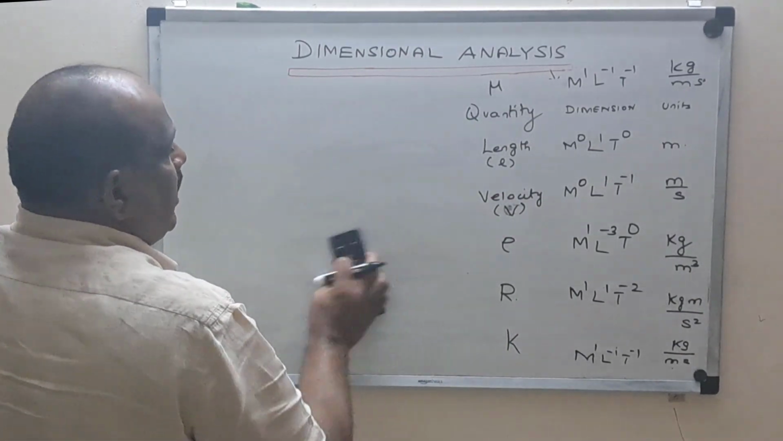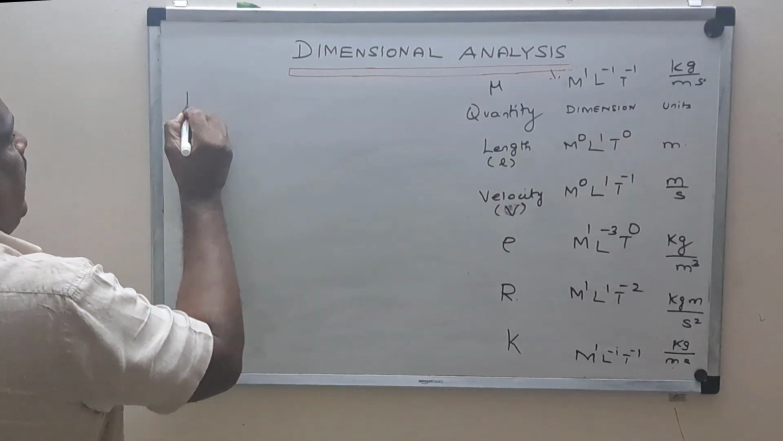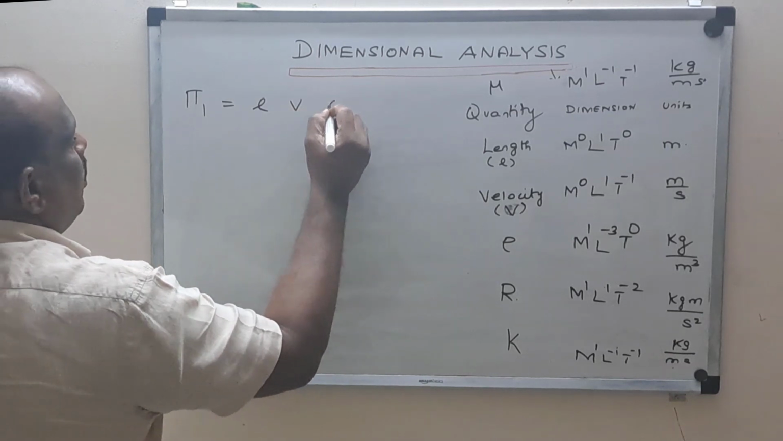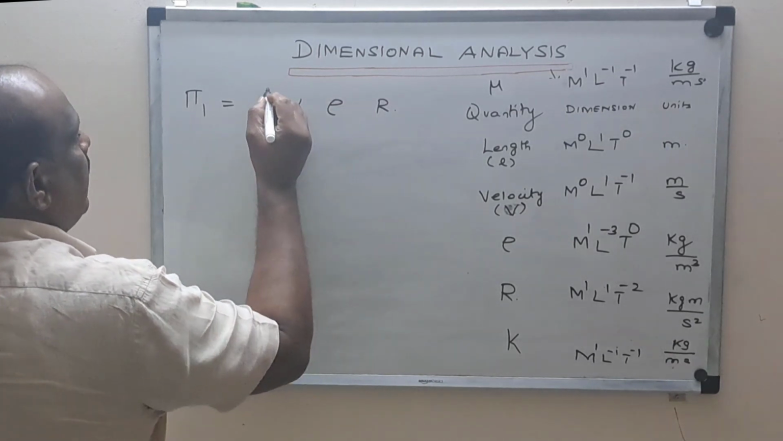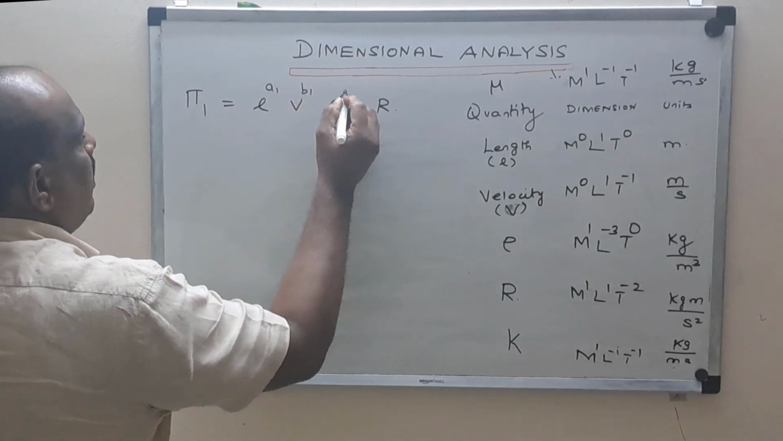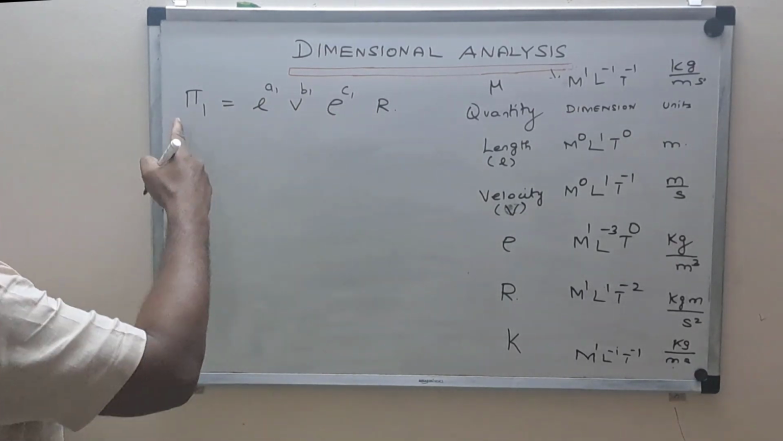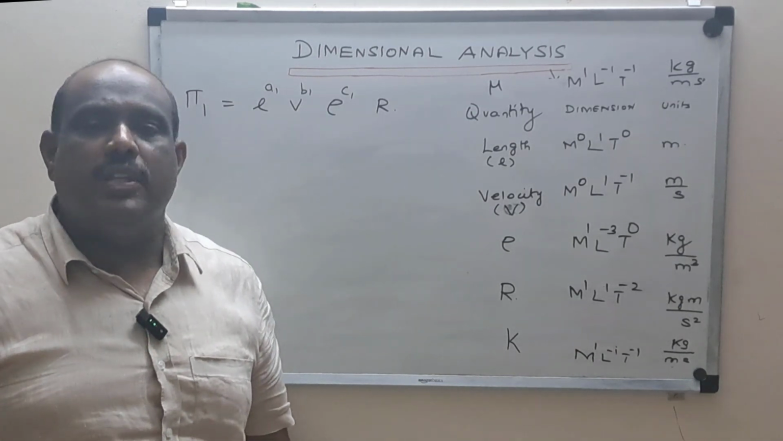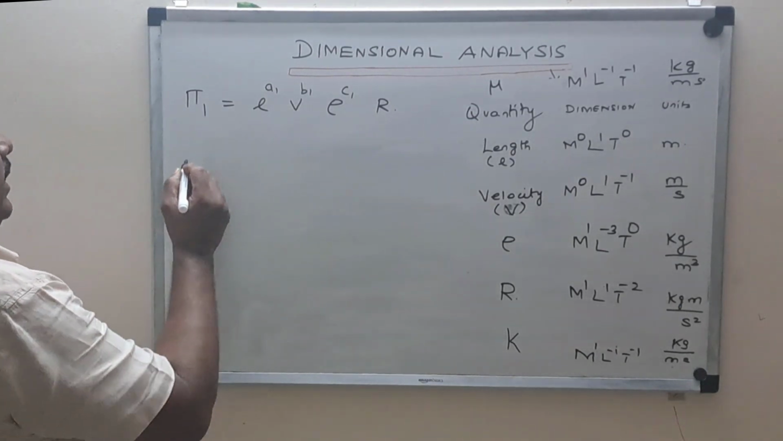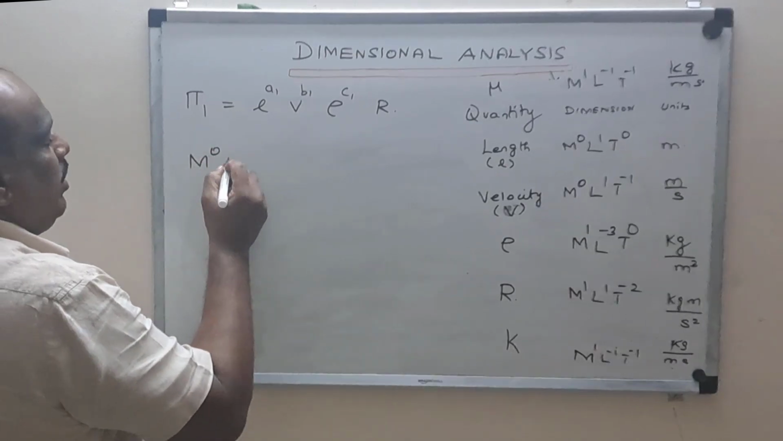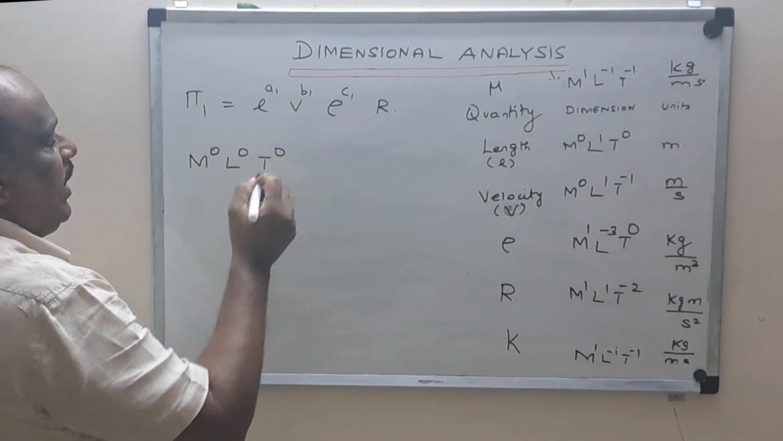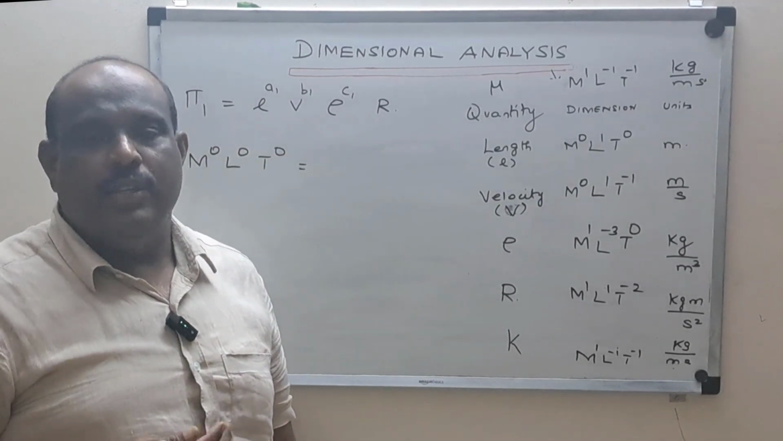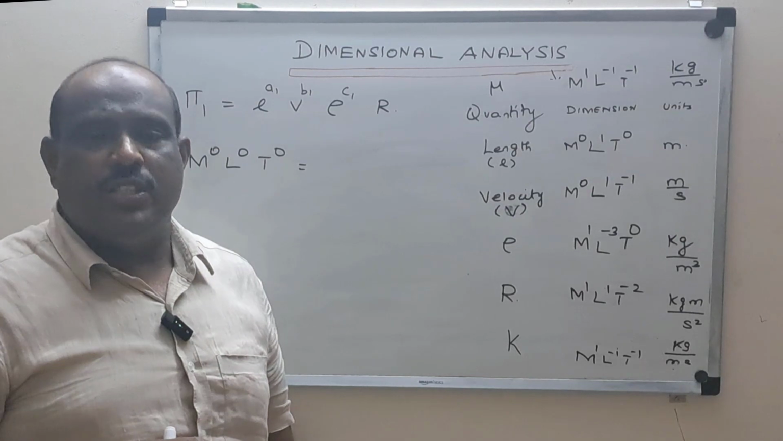So we will take the first pi term and derive the formula. Pi 1 is equal to L V rho R. L raised to the power of A1, V raised to the power of B1, rho raised to C1. So what are the dimensions for pi? Pi is a constant which is unitless, and hence it has no dimension, which means it is nothing but M power 0, L power 0, T power 0. There is no unit for this, so there are no dimensions for this pi term because it's a constant.